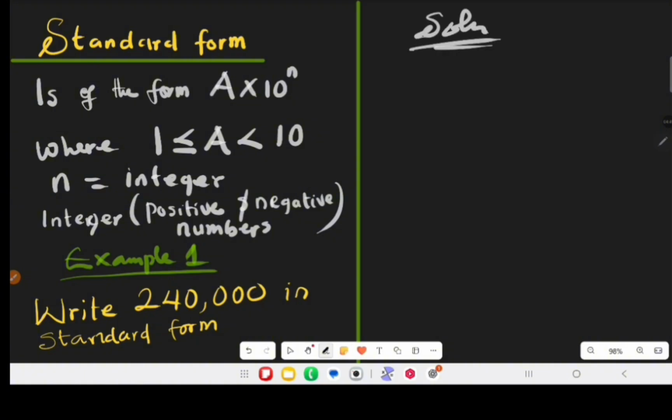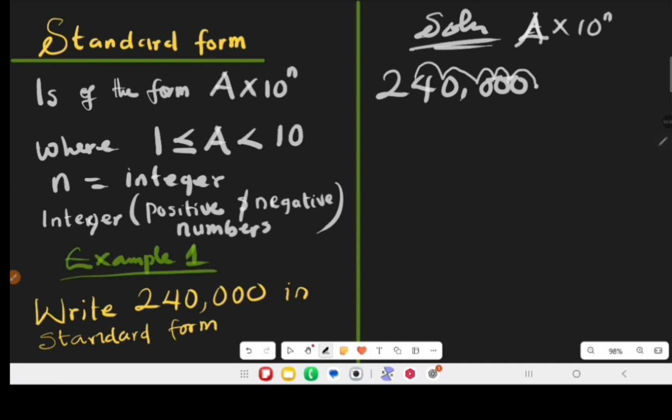Solution: we are going to write 240,000 of the form a times 10 raised to the power of n. Now, a is telling us that the number must be less than 10 but greater than or equal to 1. Then we have to make 240 to be in between 1 and 10. To make it to be in between 1 and 10, the decimal point is here. We move this decimal point from right to left, or backward, and we count 1, 2, 3, 4, 5. We are moving it 5 times.